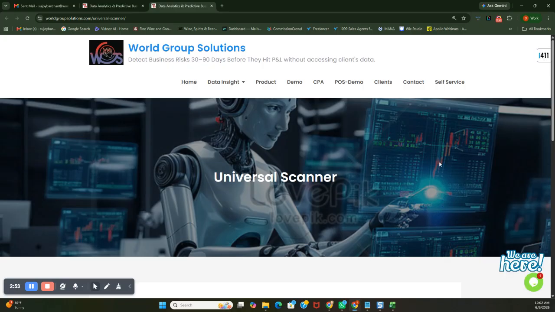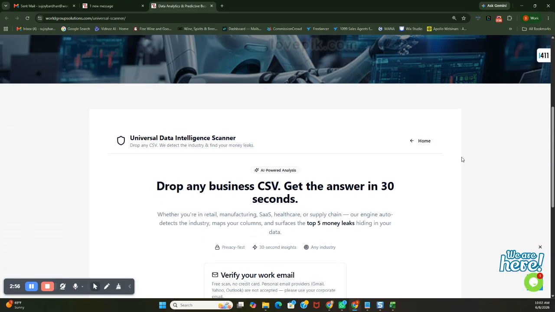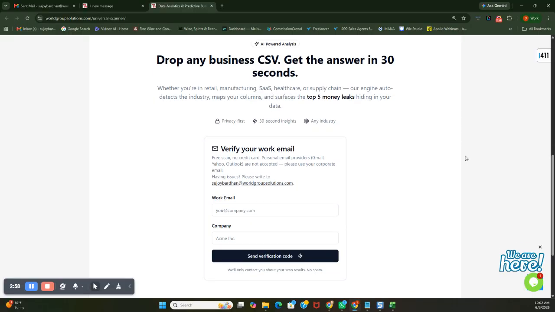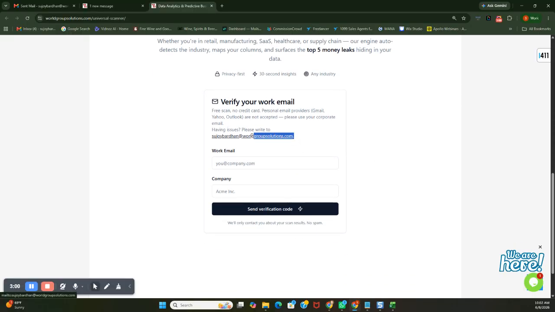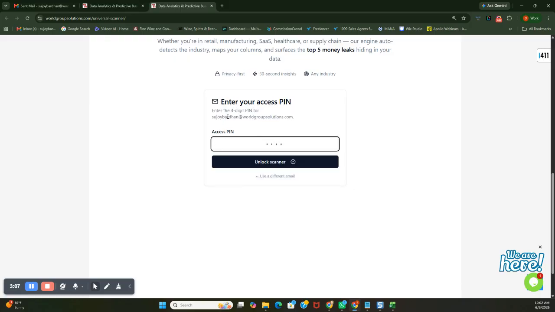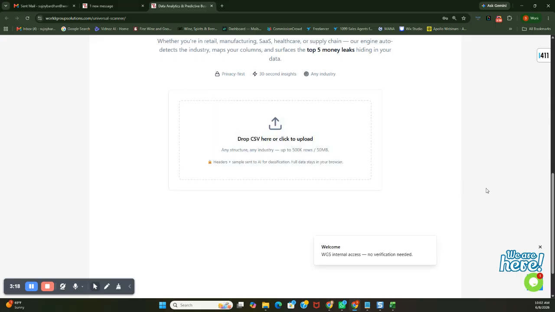Once you get to this universal scanner, you can put in your name, address, and email address. In my case, I'll put in my email address, which is here. Again, this will be different for different people. With my email address, it is asking me for my PIN. In your case, it could be slightly different to authenticate you. Once you have that PIN, you unlock the scanner, and you are now inside the app trying to look for issues with your CSV file.